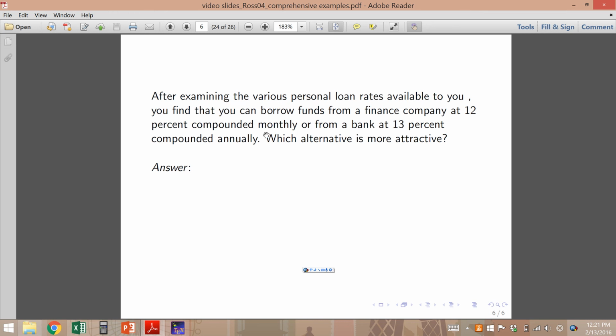So we can convert the first plan into its EAR. The EAR of the first plan is 1 plus 12% divided by 12, to the power of 12. I'm sorry, it's a typo here. It should be to the power of 12. And then minus 1.